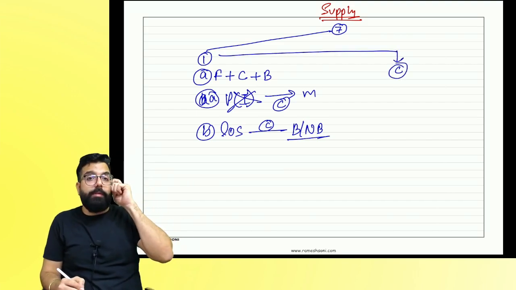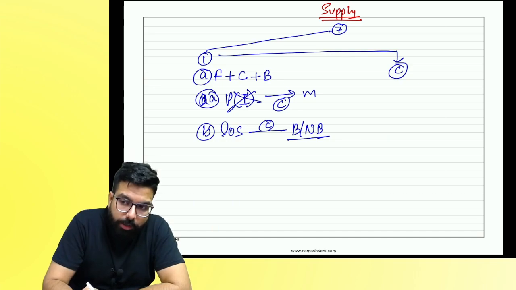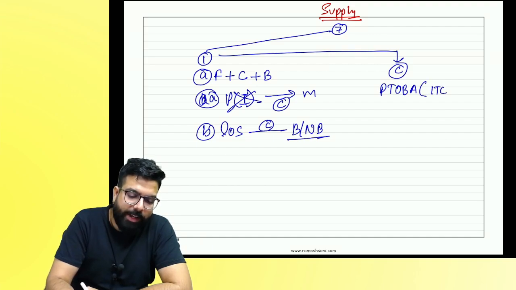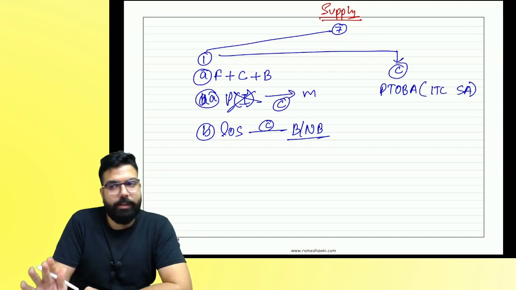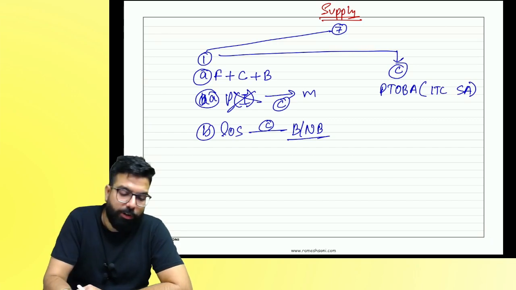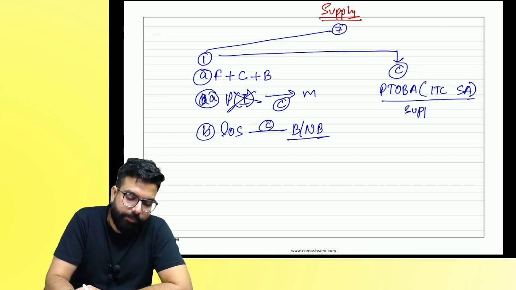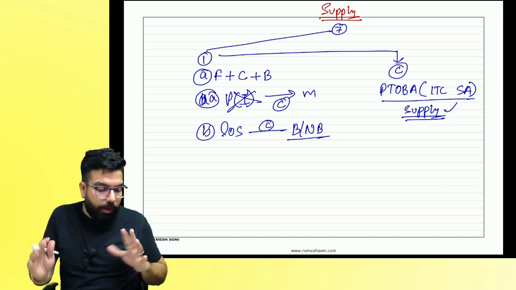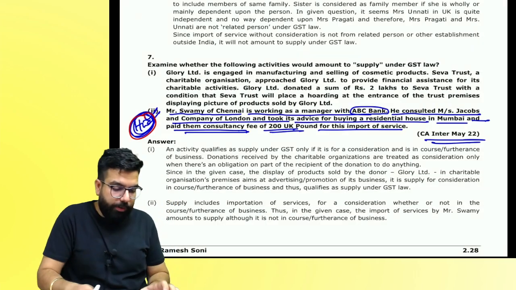What does section 7(1)(c) say, everyone? Permanent transfer of a business asset where ITC has been availed on such asset. Are we clear, everyone? Then also it will be considered a supply. Any doubt till here? Please come to your textbook.